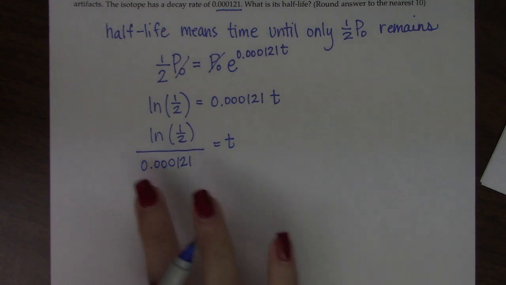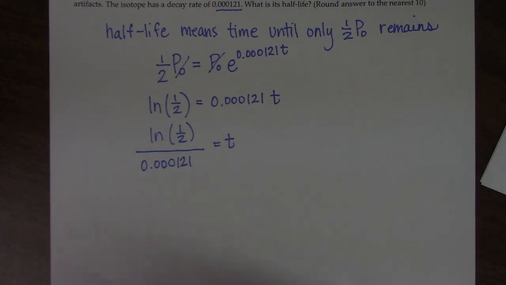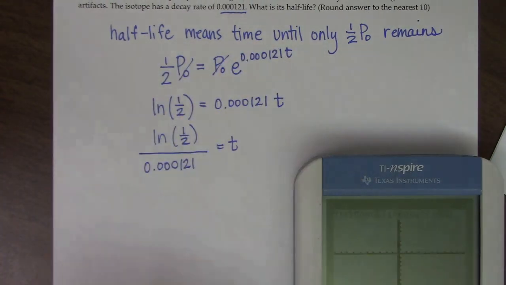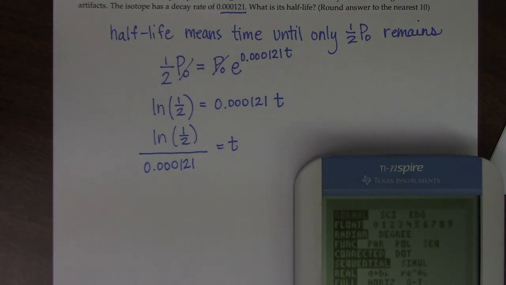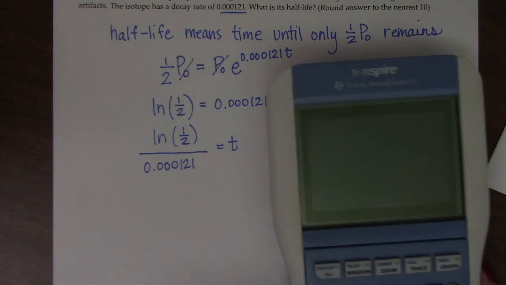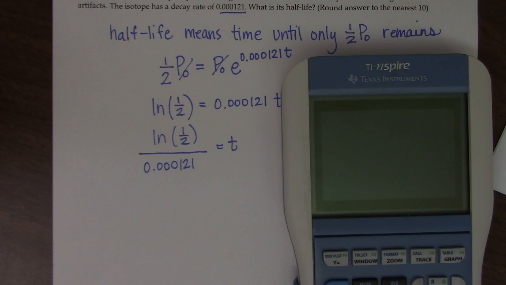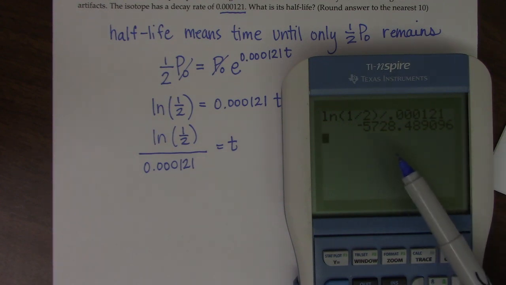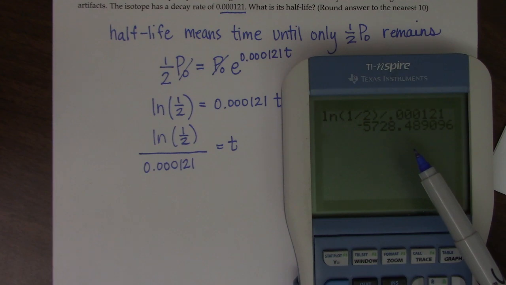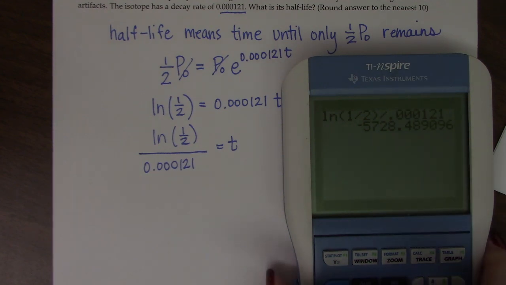So once again, we have to put this exact answer into the calculator all in one go. So we want to make sure we do this correctly. So the natural log, right, of 1/2 divided by 0.000121, and I get 5,728. Okay, so one more thing I see.